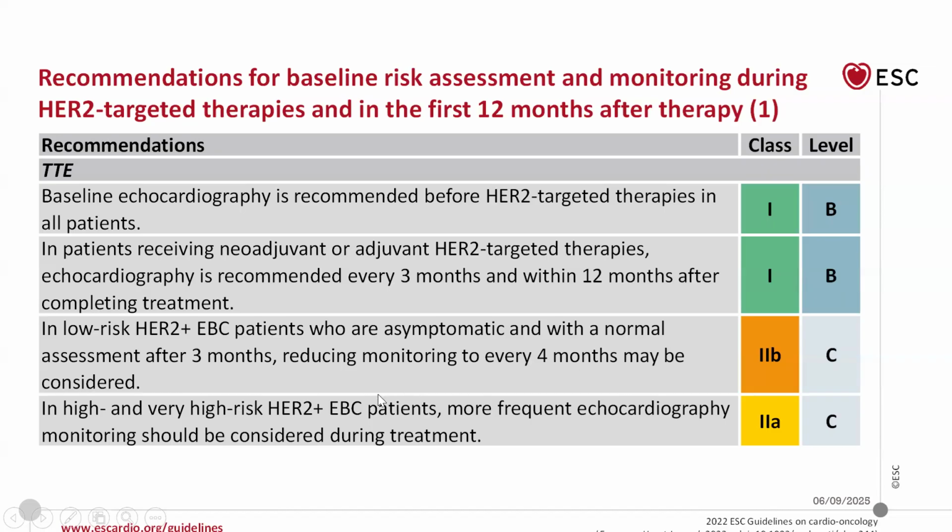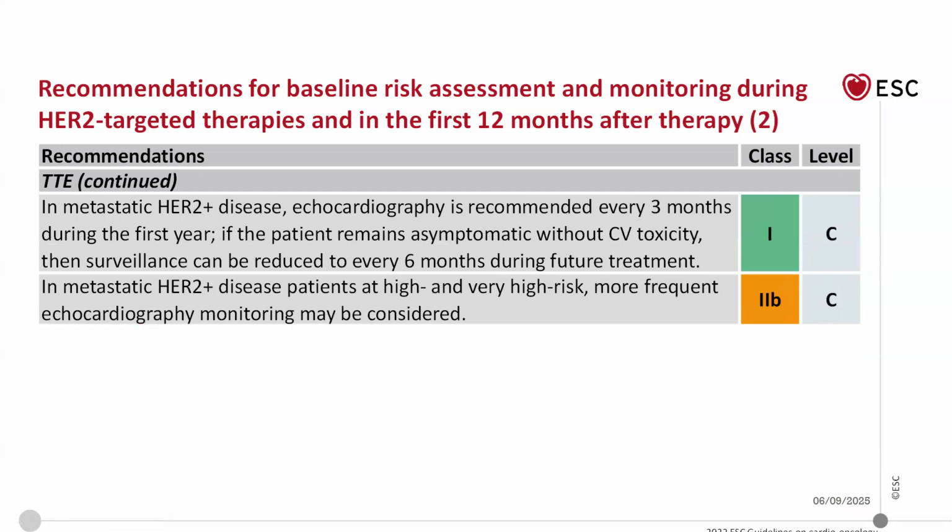And in high and very high risk patients who are HER2 positive with early breast cancer, more frequent echocardiography monitoring should be considered during treatment. And in patients who have metastatic disease and are HER2 positive, echocardiography is recommended every 3 months during the first year if the patient remains asymptomatic without cardiovascular toxicity. Then surveillance can be reduced to every 6 months during their future treatments.